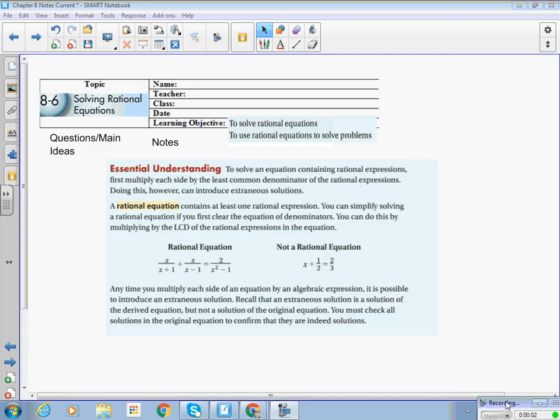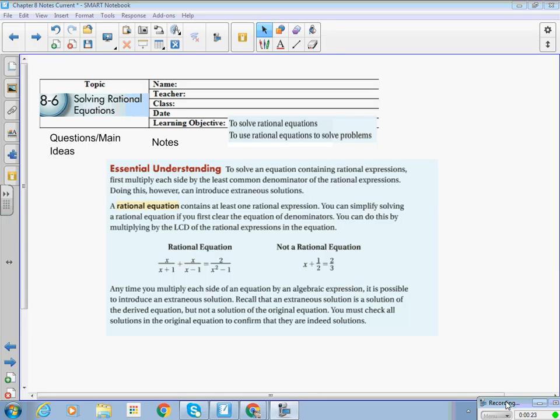Alright, so this is Chapter 8, Section 6, Cry Not. That's the last section we'll cover this semester. Our learning objective is to solve rational equations and to use rational equations to solve problems.